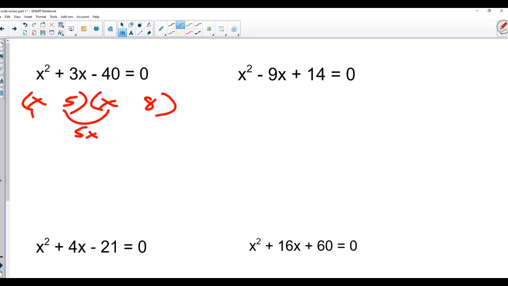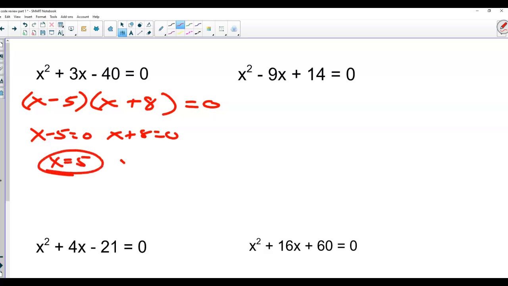That's 5x, and that's 8x. Is there a way to make 5x and 8x equal to a positive 3? Absolutely. Positive 8 minus 5. And those are our factors. You have to finish the problem. x equals 5, x equals a negative 8.